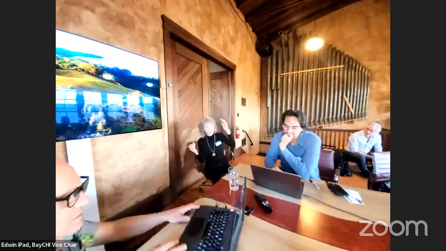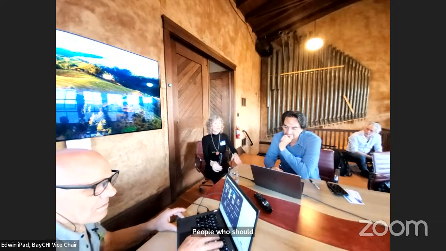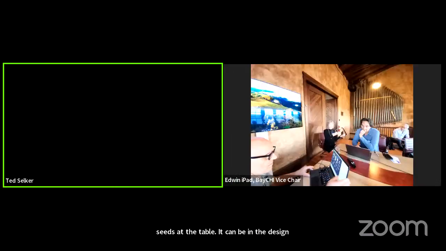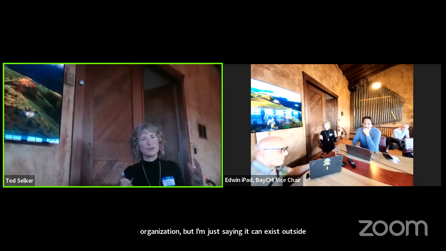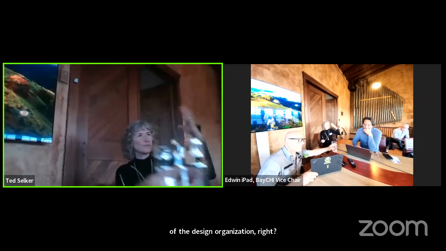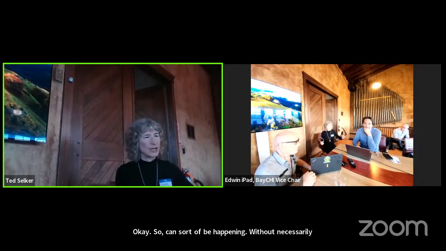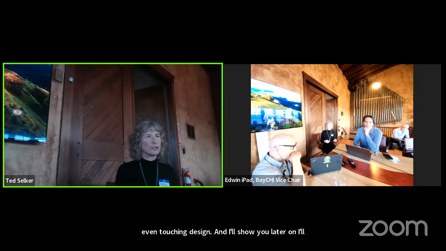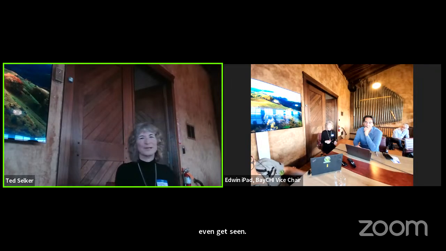To people who make decisions, it should have a seat at the table. It can be in the design organization, but I'm just saying it can exist outside of the design organization, right? And so high value research can be happening without necessarily even touching design. And I'll tell a little story later about how this got me into trouble, because I was doing research that didn't even get seen because it wasn't in design at all.